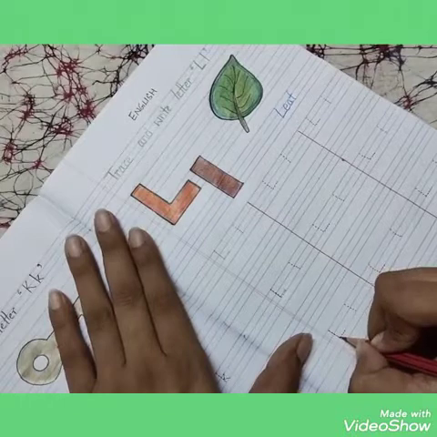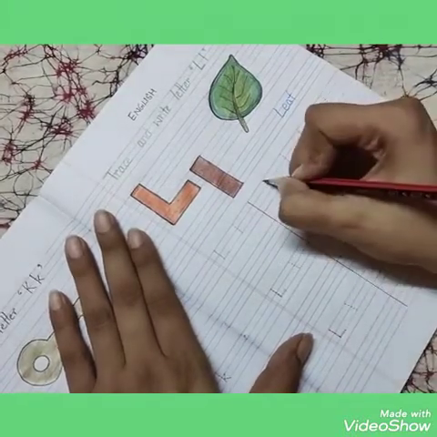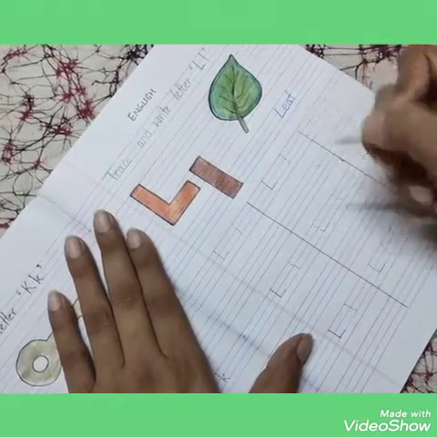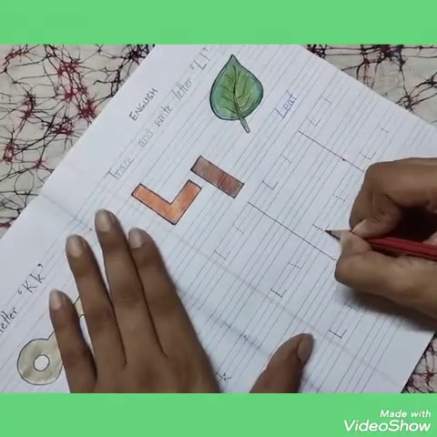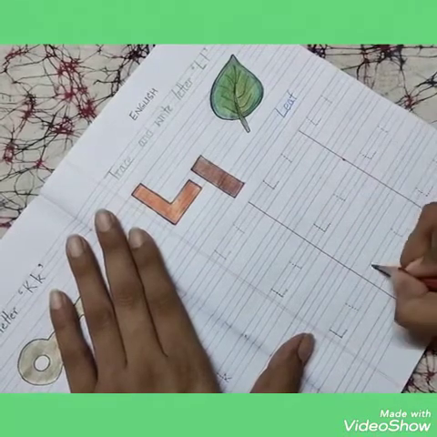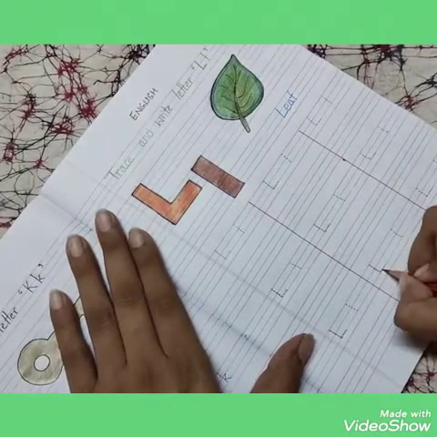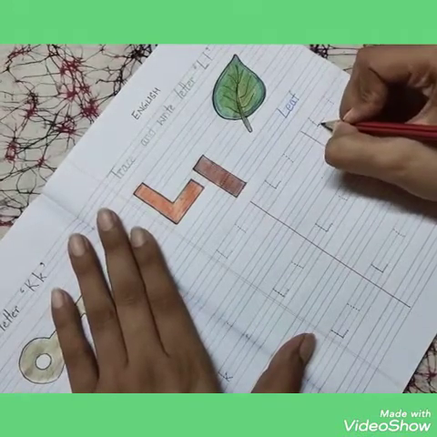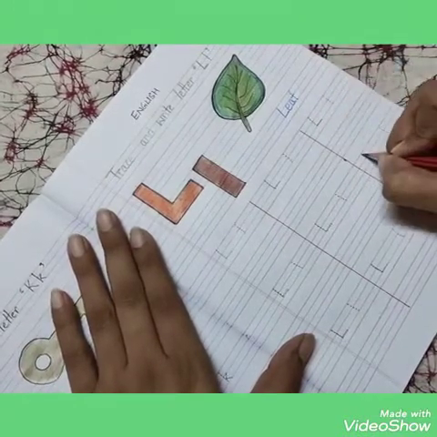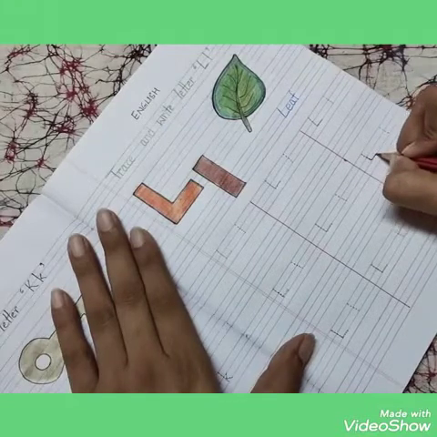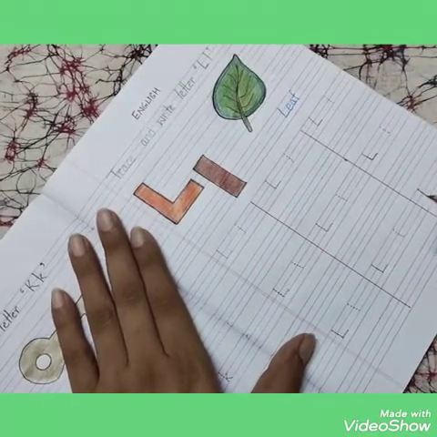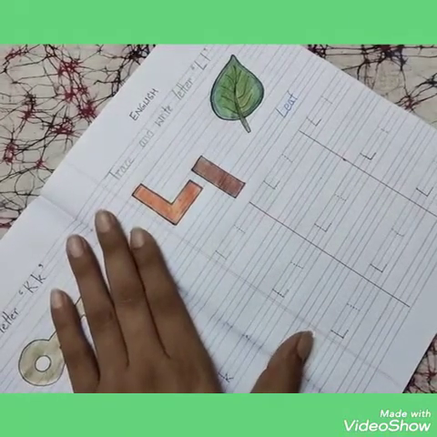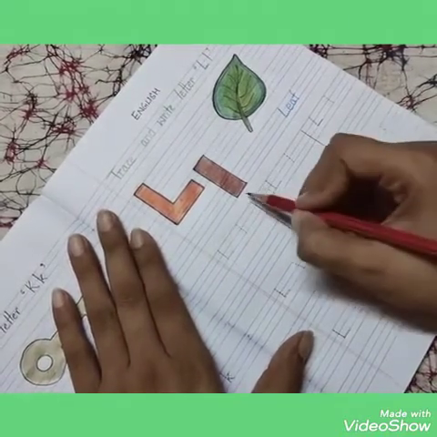This is capital L. Standing line and sleeping line. This is capital L. Standing line, sleeping line. Now we will write small l.